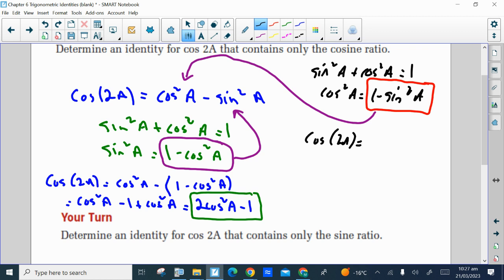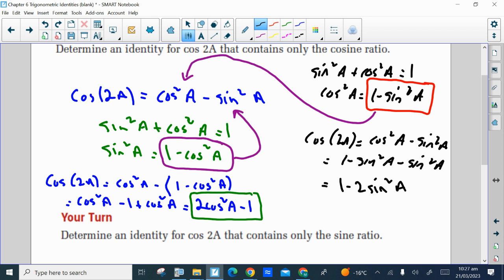Again, cos 2a is equal to cos squared a minus sine squared a. But we can replace that cos squared a with 1 minus sine squared a from the Pythagorean identity above. And then negative sine squared a, take away another sine squared a, gives us minus 2 sine squared a. So there's our third variation for cos 2a.